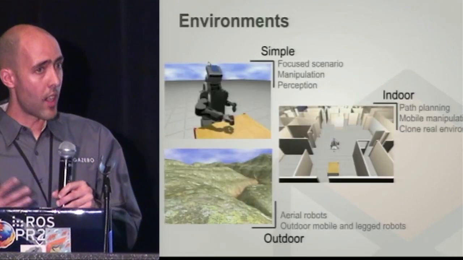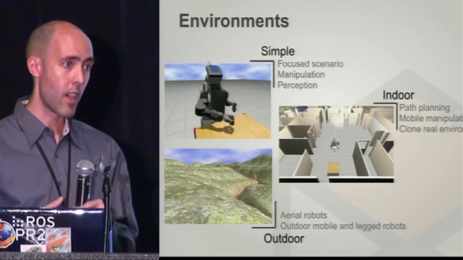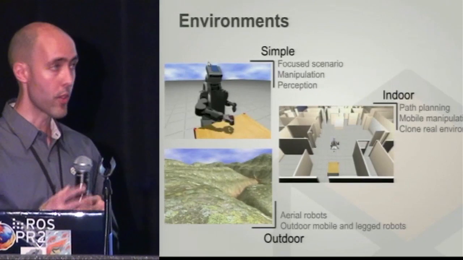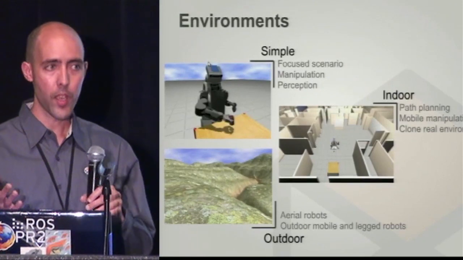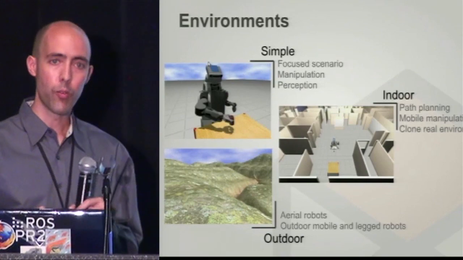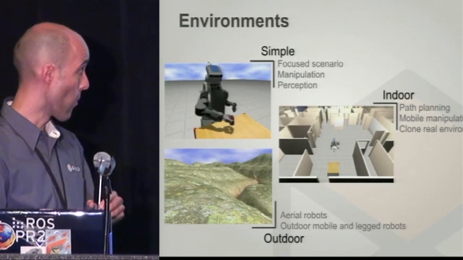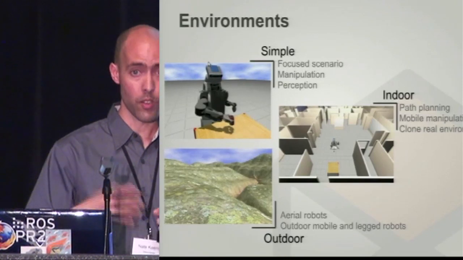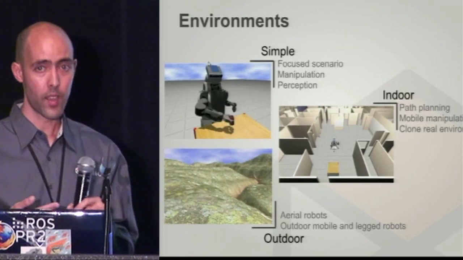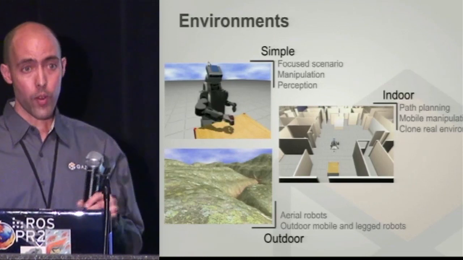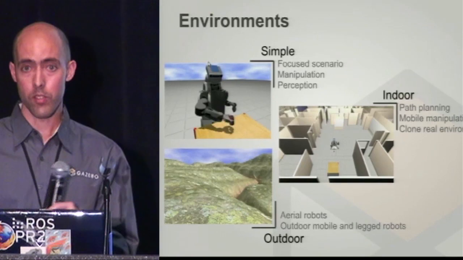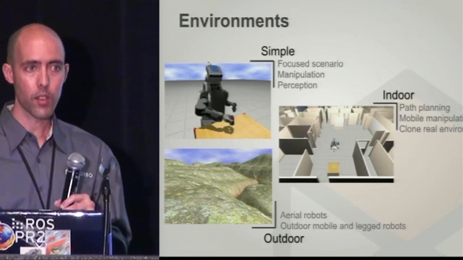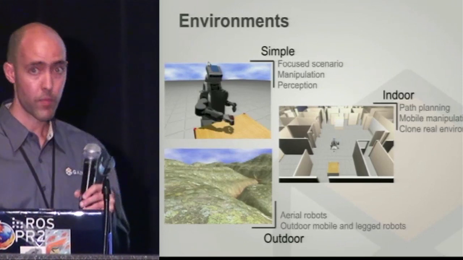So your environments can range from very simple to very complex. If you're interested in focusing on a very specific aspect of an algorithm, you can create a very simple environment with a ground plane and a few boxes and just quickly iterate over a particular feature that you're concerned about. If you're interested in outdoor environments, aerial robots, legged robots, that type of thing, you can create terrains and simulate outdoor environments realistically. And finally, you can create indoor environments. In this case, we just extruded the map, the blueprint of Willow Garage, and we use this fairly regularly to do motion planning and mobile manipulation in indoor settings.